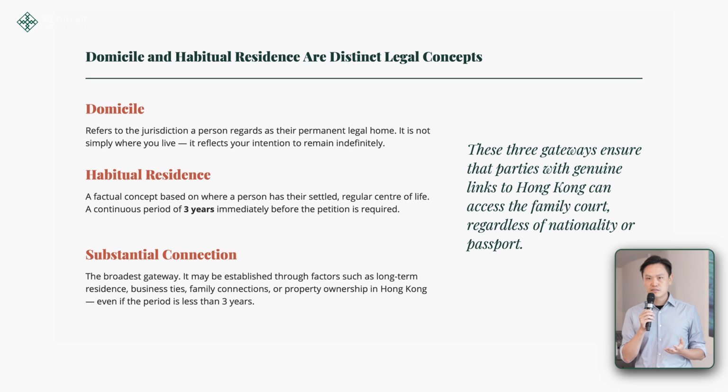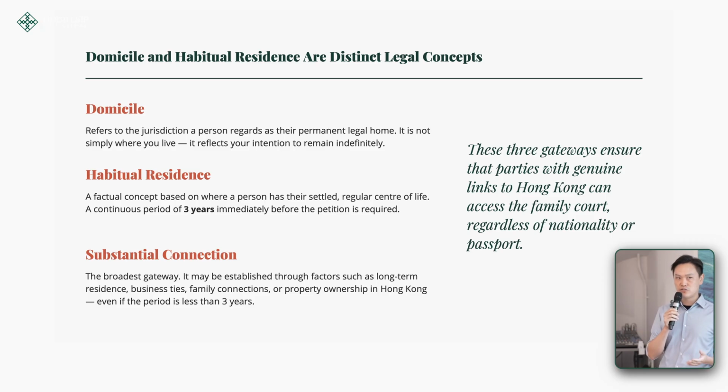Habitual residence is more straightforward. And the requirement is that you have to habitually reside in Hong Kong for a continuous period of 3 years. Right? 3 years prior to the filing of the application, you have to habitually reside in Hong Kong.